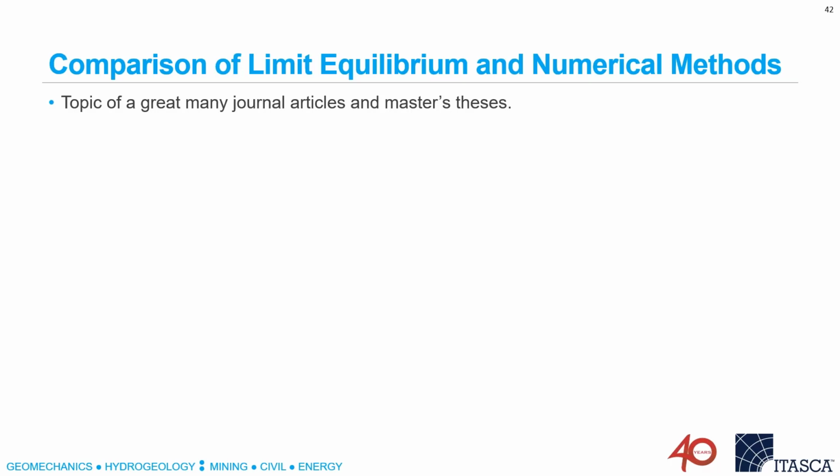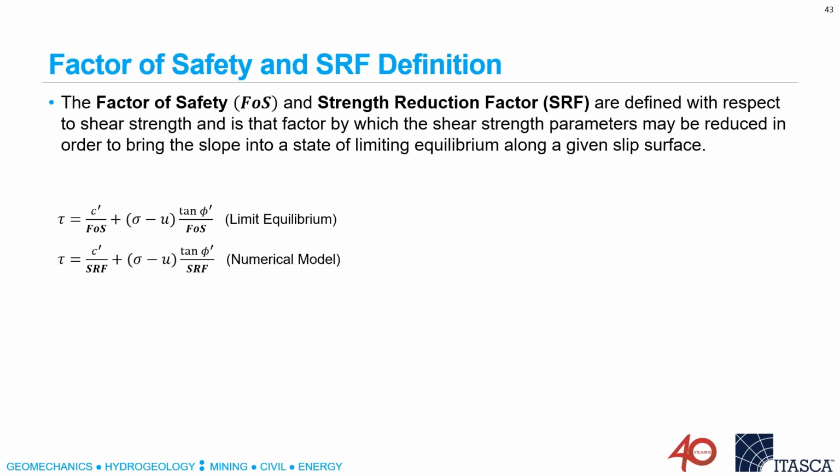So I want to go back now. That concludes the sort of overview of all the different methods, but one of the most controversial topics, I think, is the difference between limit equilibrium and numerical methods, and everybody has their favorite. And there have been many articles written and master's theses written devoted to this particular topic. Which one's better? What are the advantages? What are the disadvantages? You name it. So I just want to put a couple of things to rest.